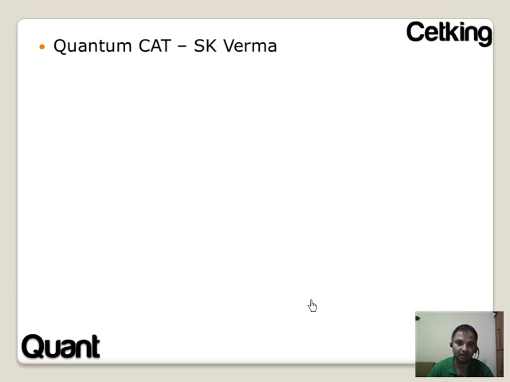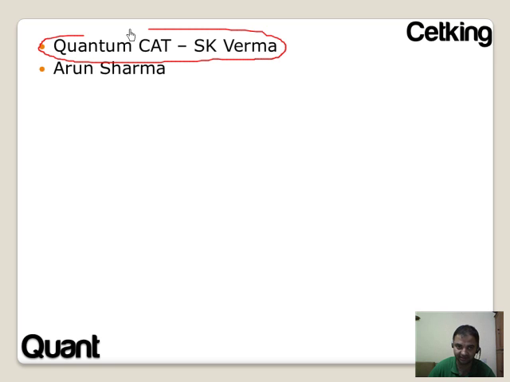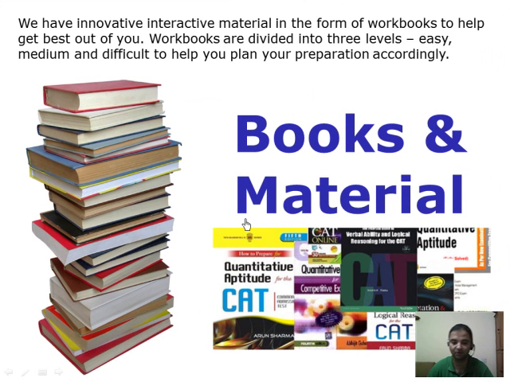For example, for quant, the main book is not Arun Sharma, it is Quantum CAT by Sarvesh Kumar. I normally recommend this book because it's a complete book which includes everything. Before we go into that, first of all, tell me which exam you are preparing for. Are you preparing for only CAT, or for all the exams?